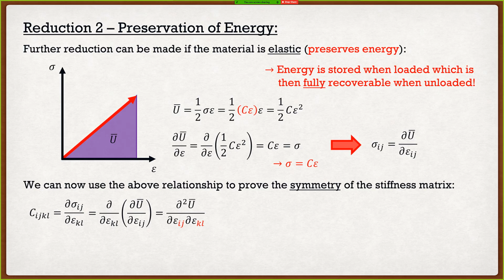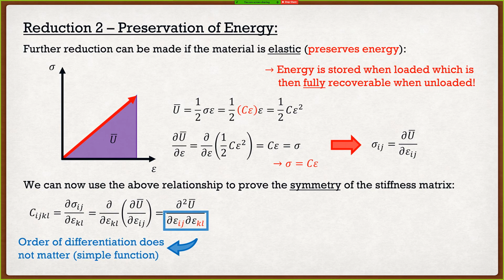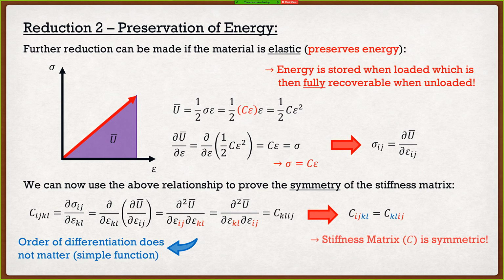Now here's the key, right here. It doesn't matter which order I take these in. If I differentiate with respect to epsilon ij first and then kl, that's going to be the exact same as if I take it with respect to kl first and then ij second, because this is a nice simple function. There are no discontinuities, anything like that. Therefore, I can swap it around, and we know that this is equal to Cklij. Therefore, Cijkl is equal to Cklij. Therefore, our stiffness matrix C is actually symmetric.